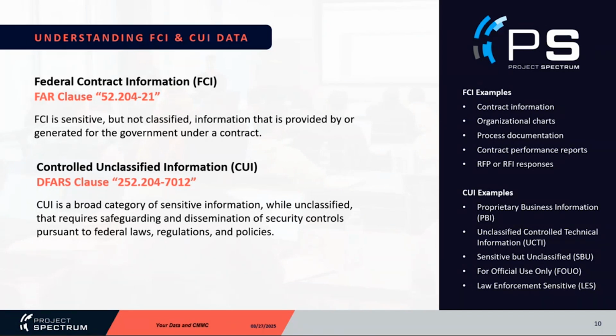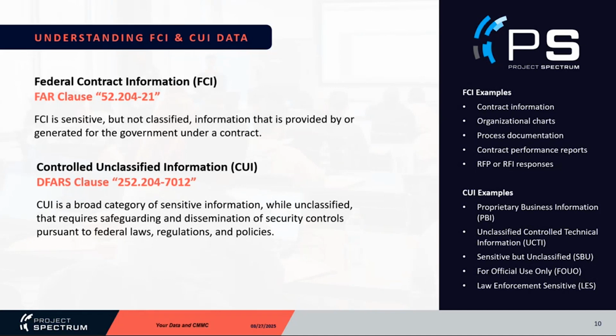Contract information, organizational charts. You would think that this isn't something that you have to protect, but it really is, particularly when it comes to social engineering. We've all heard that term. Process documentation, contract performance reports, the RFP or RFI responses, because when you're submitting your proposal, a lot of times you might get access to those other proposals or to the other responses or to the questions that are being asked. And again, that's something that really needs to be protected, because in the wrong hands, that could do a lot of damage.